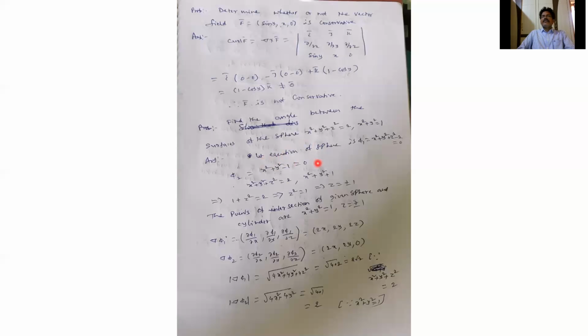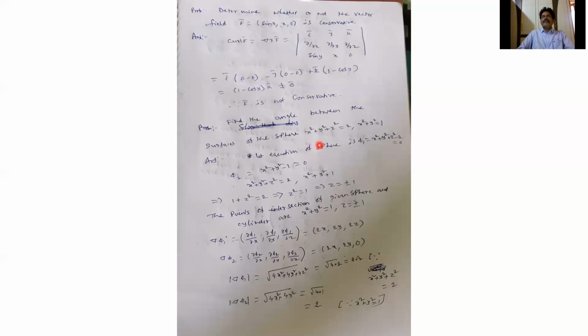Let the equation of the sphere be phi 1: x square plus y square plus z square minus 2 equals 0. And the cylinder is phi 2: x square plus y square minus 1 equals 0. Now we have to find the angle between these two surfaces, the sphere and the cylinder, at their point of intersection.